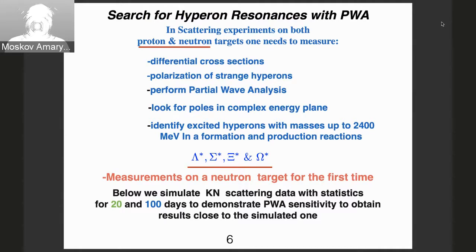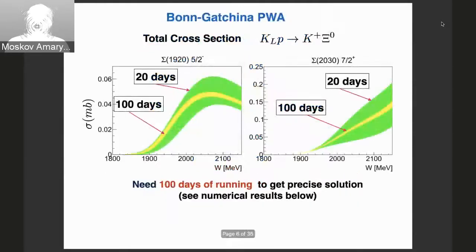So to give you some flavor of what quality of data we can obtain, on the next slide I show simulations for 20 and 100 days demonstrating PWA sensitivity to obtain results close to the simulated one. Here is a Bonn-Gatchina PWA, which was performed for the current proposal. You can see with 20 days the uncertainty in green, and in 100 days the yellow band shows the accuracy or precision which will be obtained in 100 days.